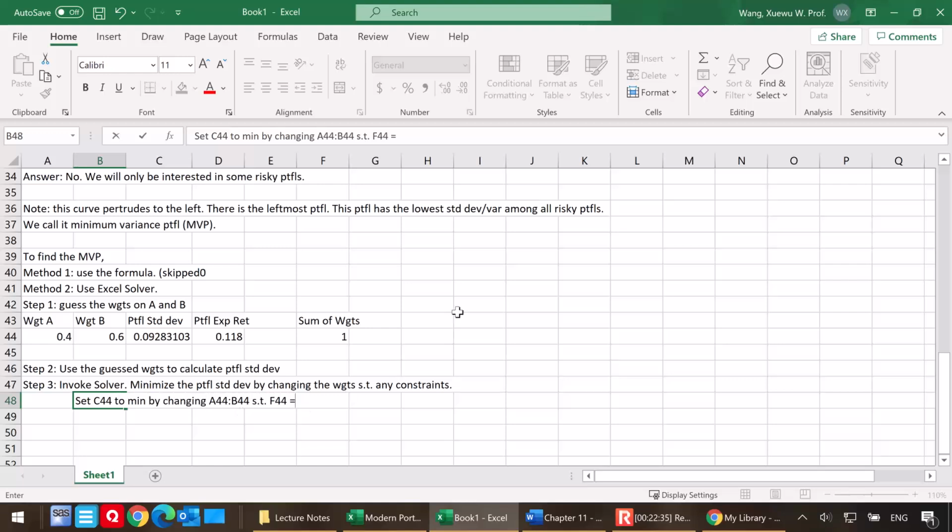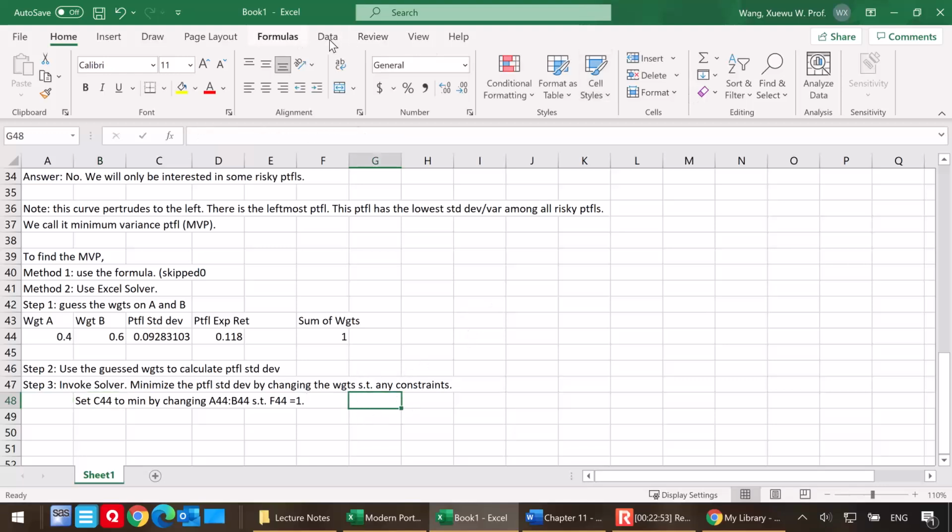All right, so that's going to be the setup for my solver. I want to actually minimize the portfolio standard deviation by changing the weights. The portfolio managers, that's their weapon. They can fine tune what to put in A, what to put in B.